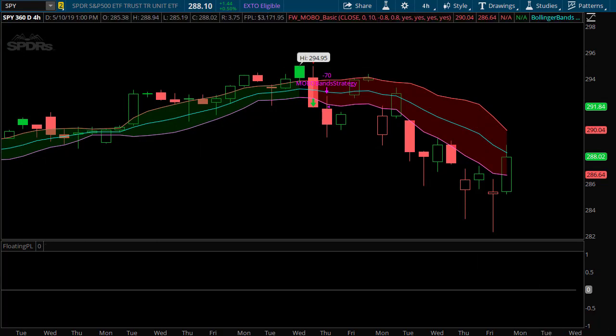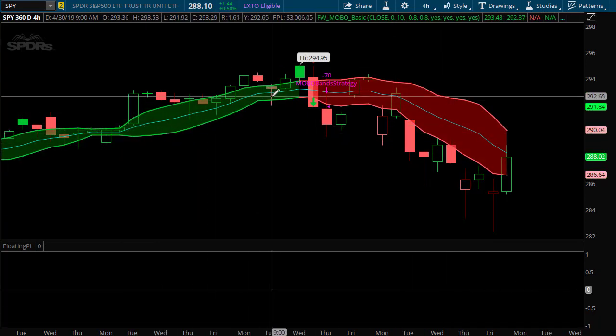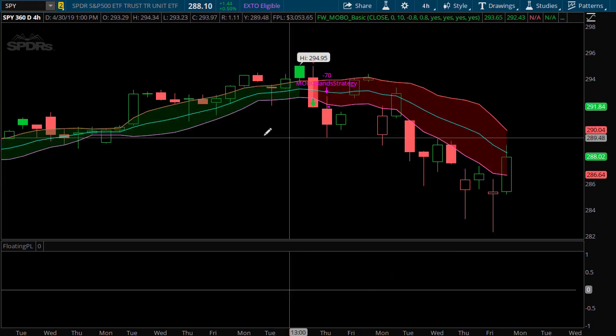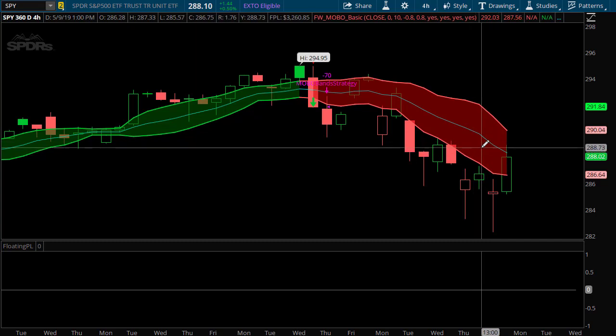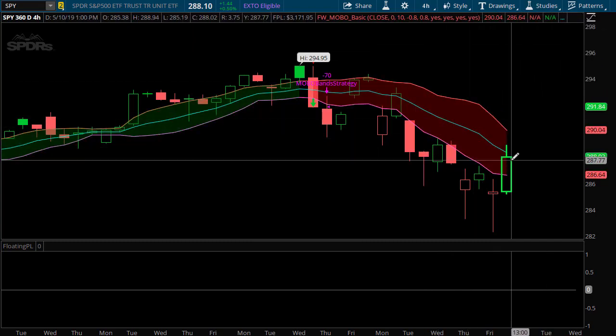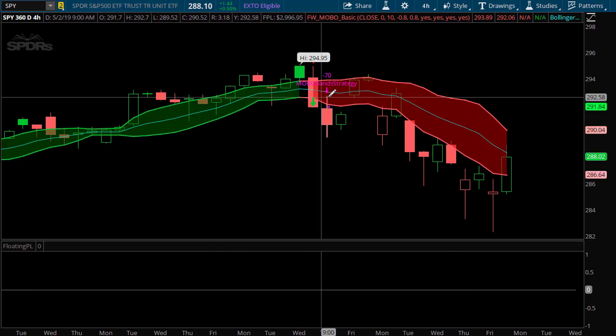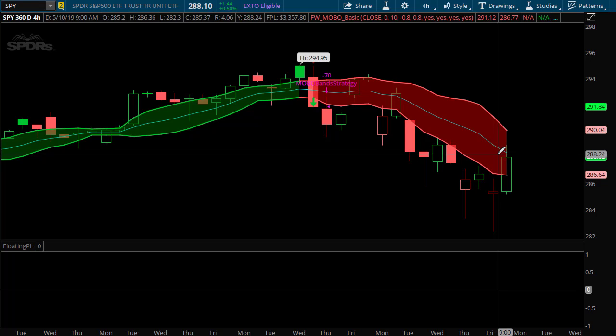When I put the indicator on the chart, you can see that there's now a sort of green zone and a red zone, and the upper and lower bands are perfectly matched with the Bollinger Bands. We're not actually concerned with the middle line at all, but I just wanted to show you how this compares to the Bollinger Bands.